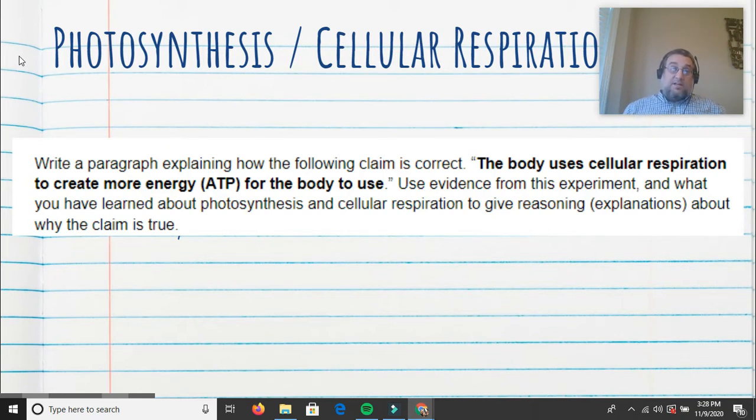So what do we learn from this? Let's write a CER paragraph. I gave you the claim: the body uses cellular respiration to create more energy, ATP, for the body to use. Use evidence from this experiment and from what you've learned about photosynthesis and cellular respiration, and give reasons and explanations about why that claim is true. Part of that is just your experience with what you do when your body needs more energy.